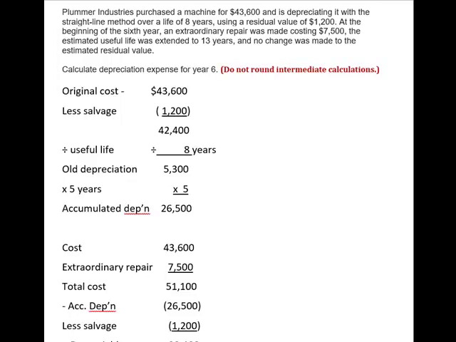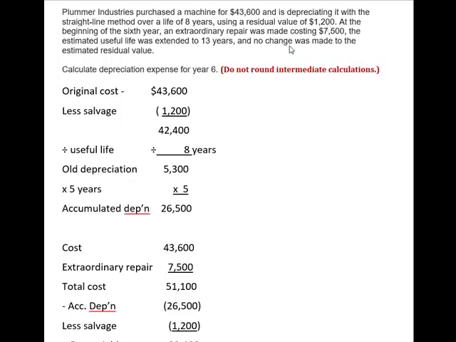So question 3 is a changes in depreciation problem from the supplement of chapter 9. And this company bought a machine for $43,600. And of course, your numbers will be different. It's depreciating it using the straight line method, and that's the only method we're learning in chapter 9. Here's the useful life, and here's the residual or salvage value.